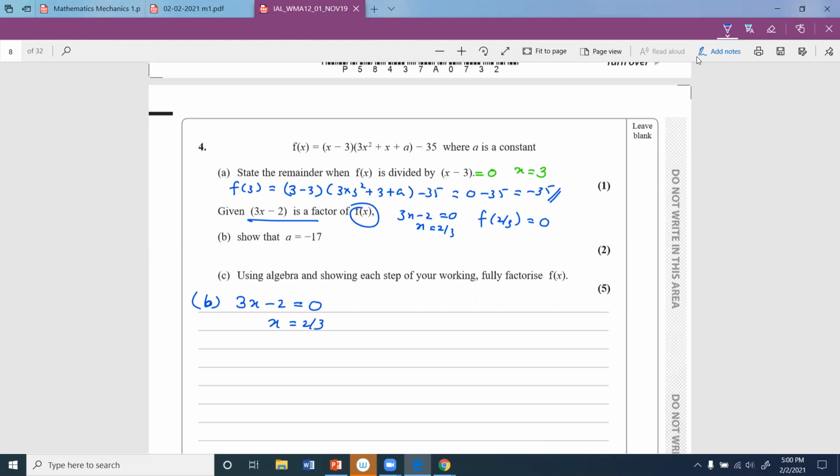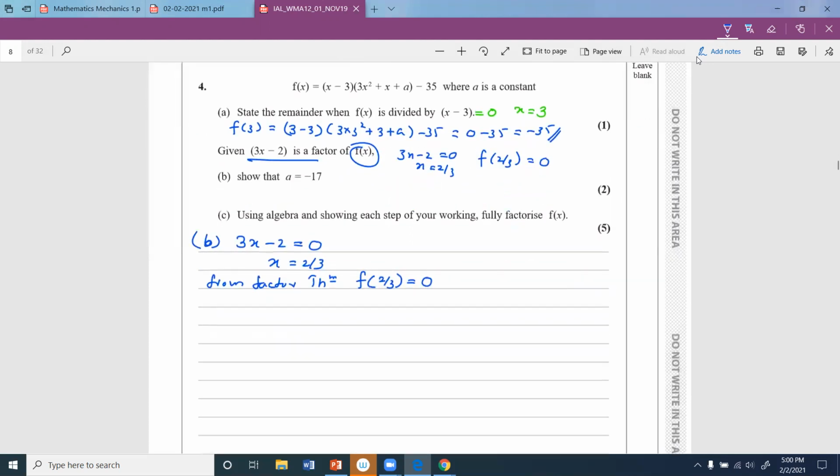According to the factor theorem, you can say f(2/3) equals 0. Let's see how it comes. Then you can say 2 over 3 minus 3 times 3 times (2 over 3) squared plus 2 over 3 plus a, minus 35 equals 0, right?